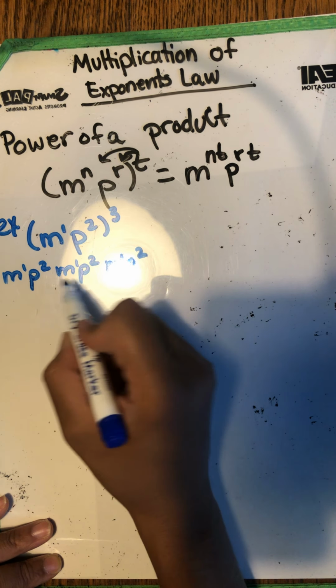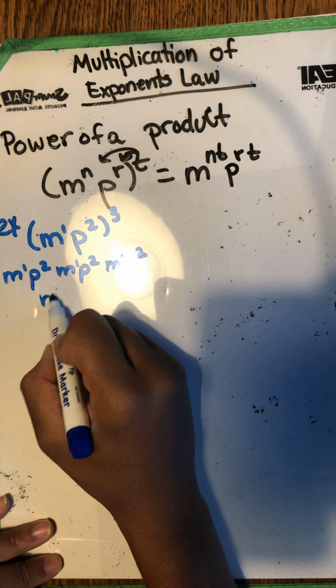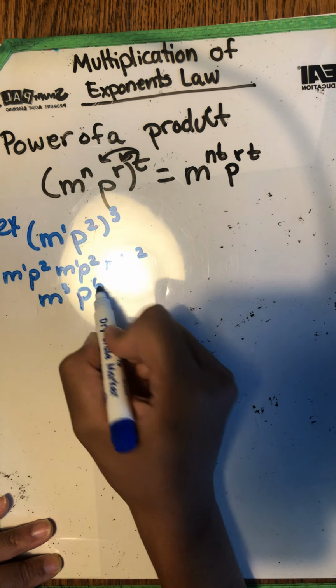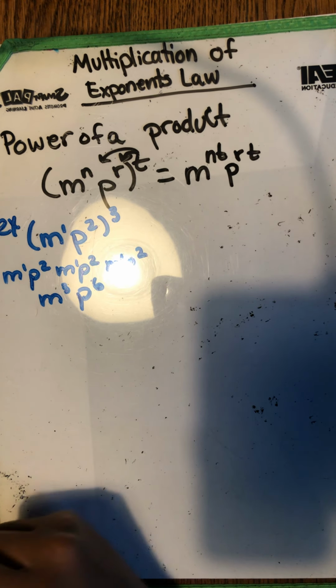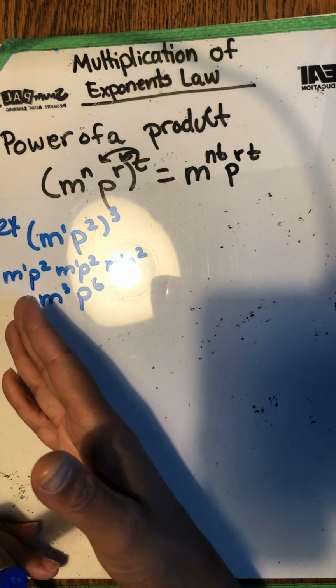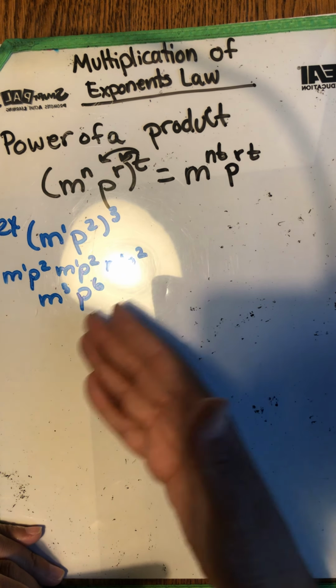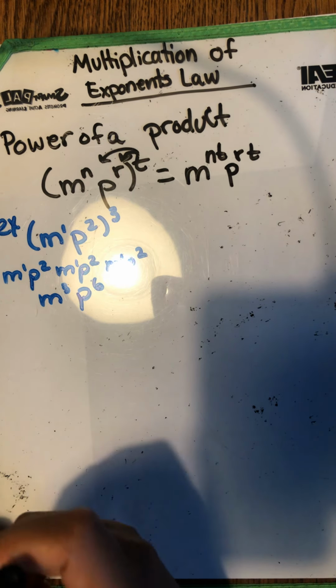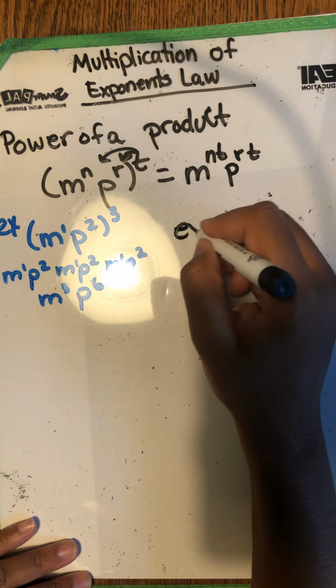I can put all the m's together. I have 1, 1, and 1. That's 3 m's. I have 2, 2, and 2 p's. That gives me 6 p's. If I had all the time, I would write out the 2 p's here, 2 p's there, 2 p's there to indicate that there are 6 p's, but we don't have time for that. So let me give you an example.